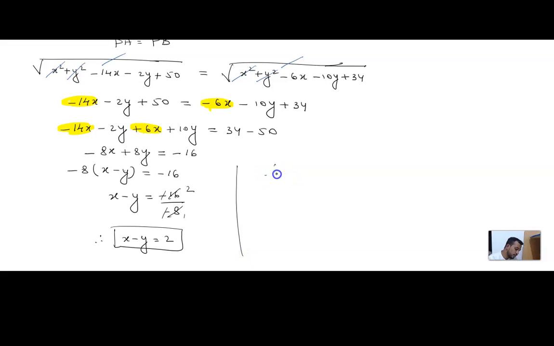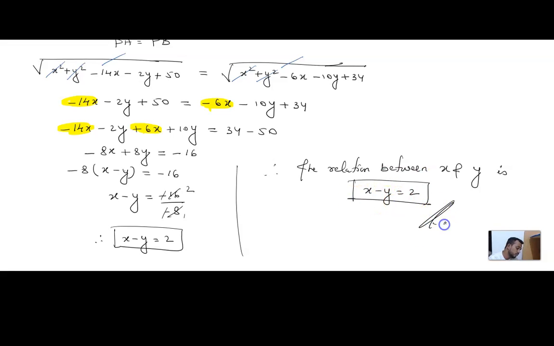So you can write that therefore the relation between x and y is x minus y is equal to 2. So this is our final answer. I hope you have understood this problem, and next let me solve one more example so that we are going to complete the example problems of this chapter. Okay, let me solve that one more problem.